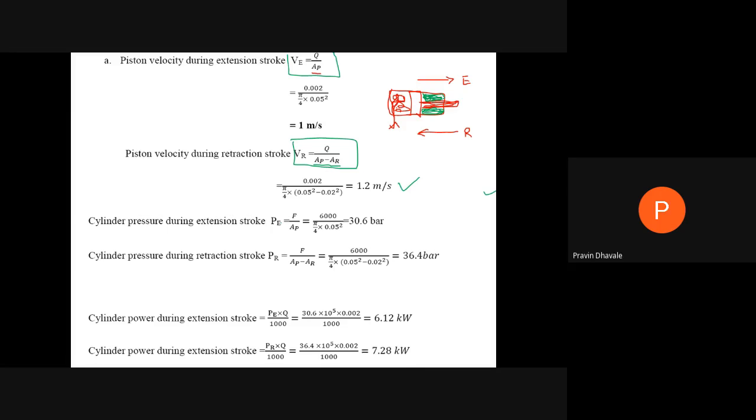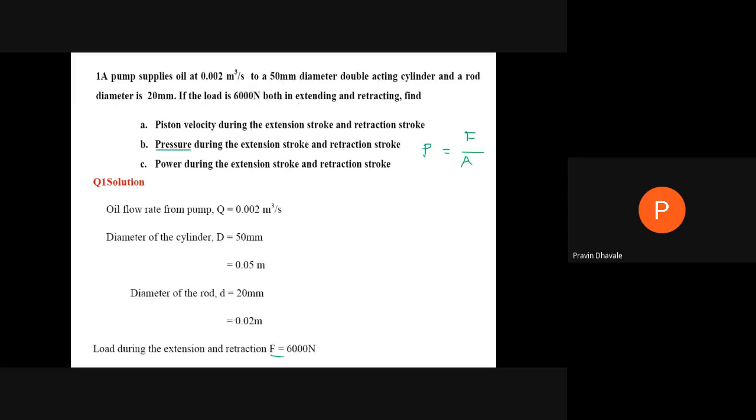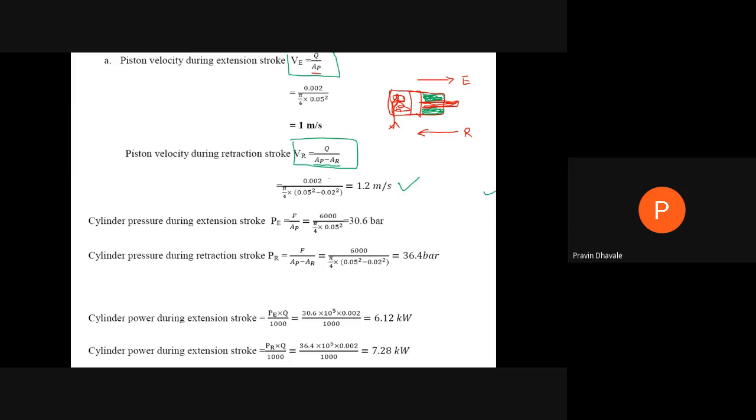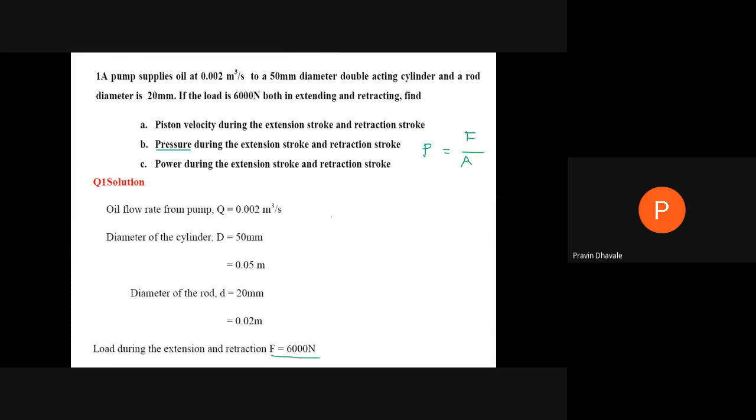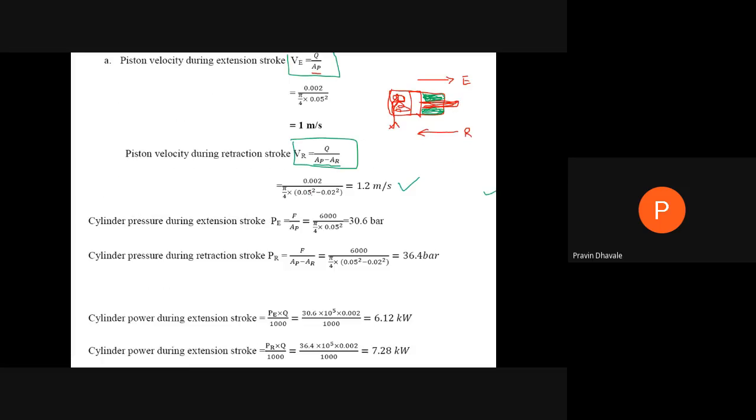P for the pressure, E for extension stroke, so it is equal to F upon AP. AP is the area of the piston or cylinder. We can put in the value. We know the value of F is 6,000. It is 6,000 Newton. See the unit, Newton is there, right?